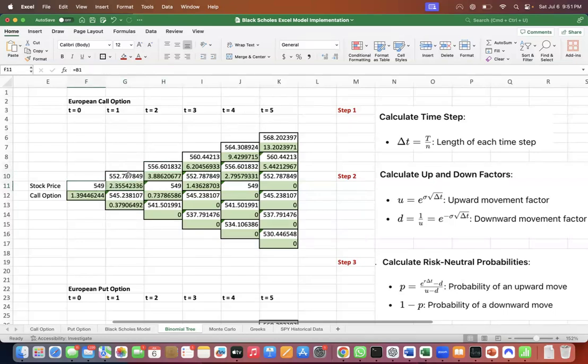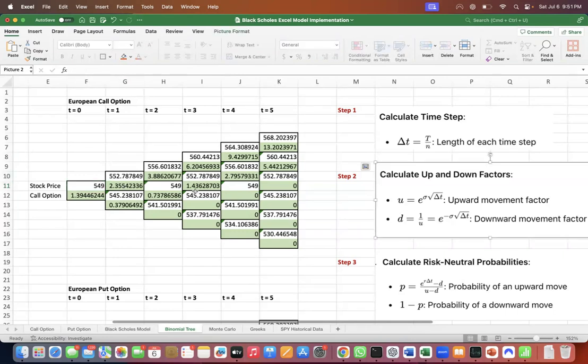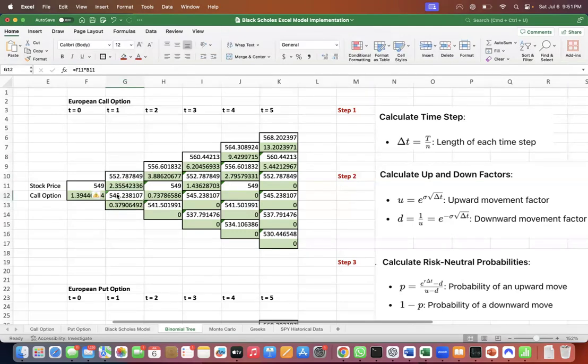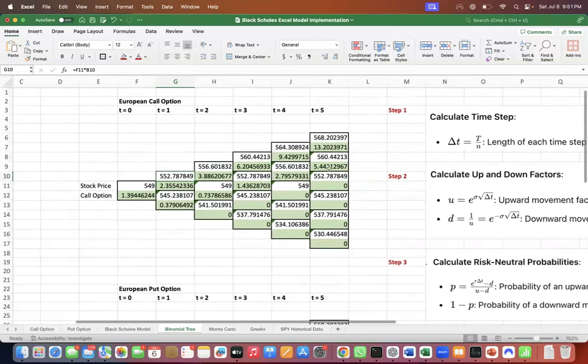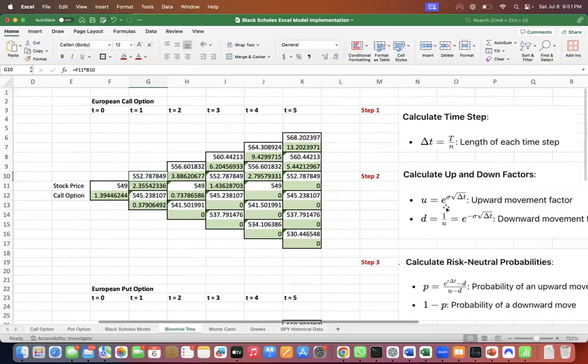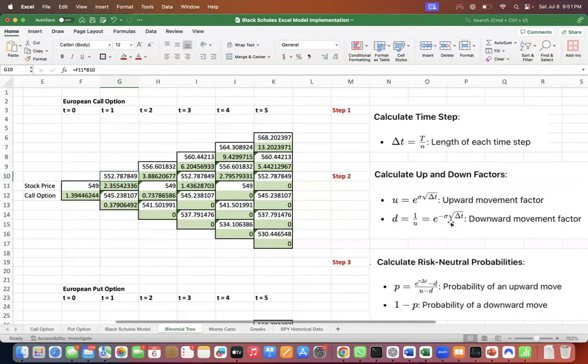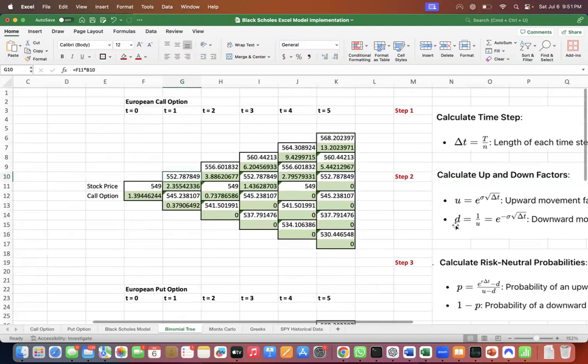So what you need to do at each node is multiply the stock price with the upward movement and the downward movement, or you can say the up factor and the down factor, to get the price. But the question is how to calculate the up and down factor. You can use this formula: u is equal to e to the sigma square root of delta t, and d is nothing but 1 by u, which is e to the minus sigma square root of delta t.